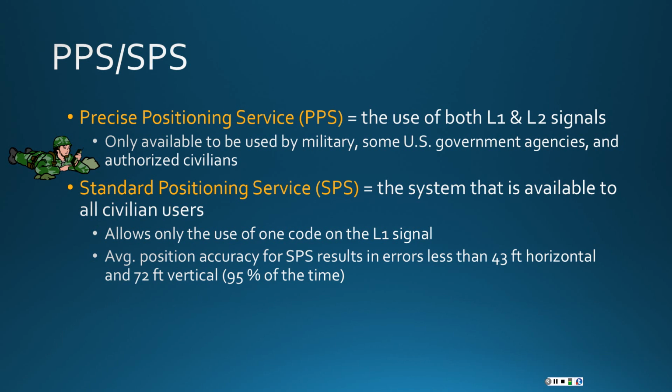This system is available to civilian users, but only allows the use of 1 code on the L1 signal. Accuracy for the Standard Positioning Service results in errors less than 43 feet horizontally and 72 feet vertically, 95% of the time.